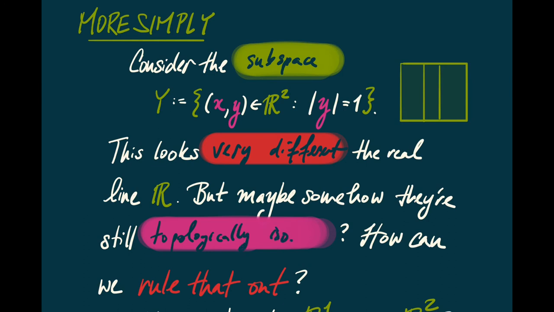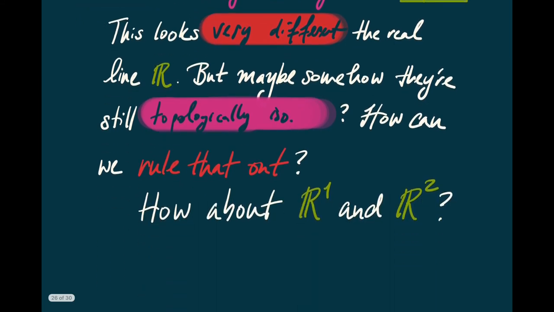Once again, how can we rule that out? The invariance, and in particular the notion of connectedness that we're going to talk about next time, is going to do that for us. It's going to tell us that that can't happen. The same kind of thinking is going to allow us even to show that the real line, R1, and the real plane, R2, are also not homeomorphic.